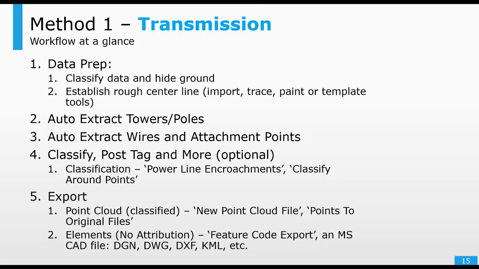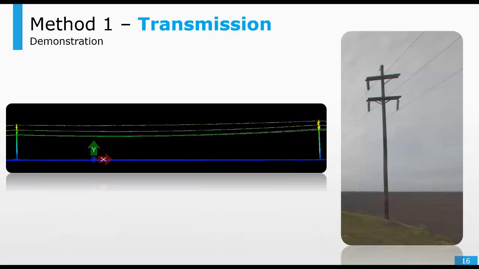So let's take a look at this in action. And this is what we're going to tackle. Very simple, standalone poles. The wire configuration is consistent. There's not a lot of interruptions. We're going to consider this a transmission line. There's a variety of transmission lines out there, but this is a very simple, straightforward one.